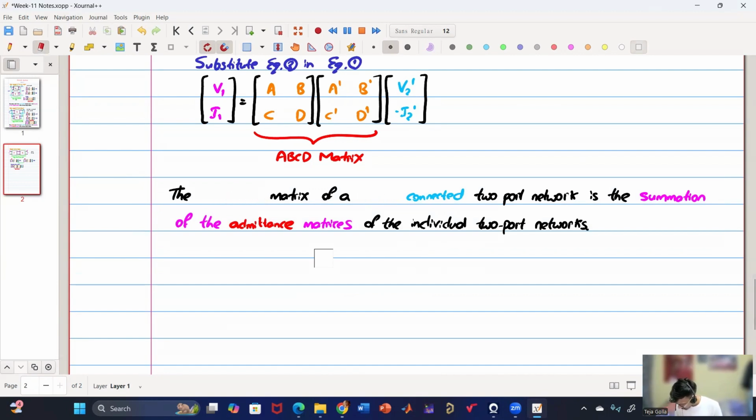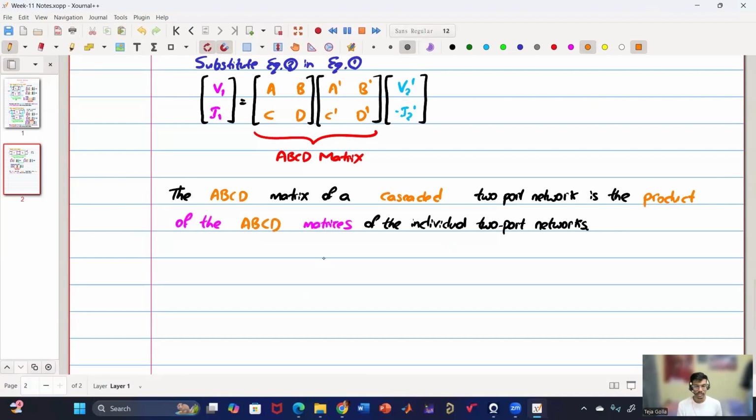The ABCD matrix of a cascaded two-port network is the product of the ABCD matrices of the individual two-port networks. So any doubts until this point? Anyone? Is it clear for everyone until this point?